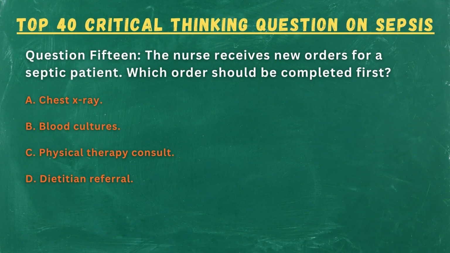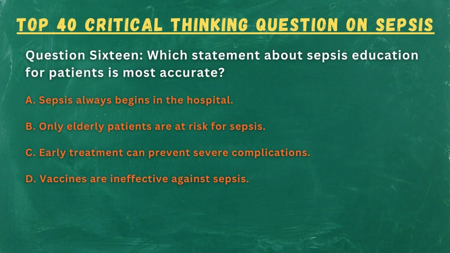Question 15. The nurse receives new orders for a septic patient. Which order should be completed first? A. Chest X-ray. B. Blood cultures. C. Physical therapy consult. D. Dietitian referral. Answer: B. Blood cultures.